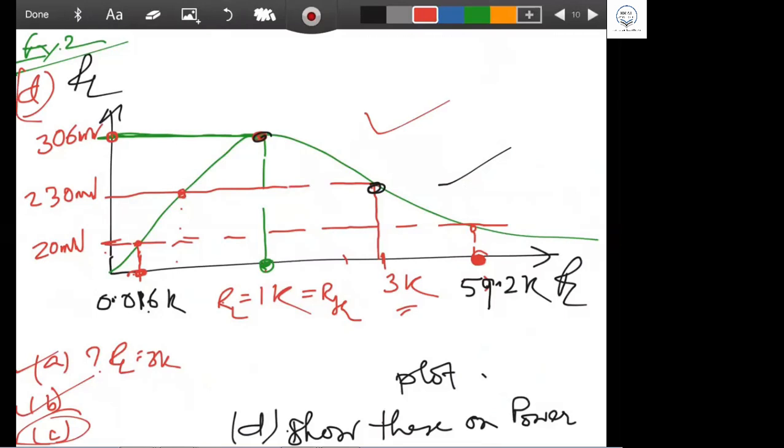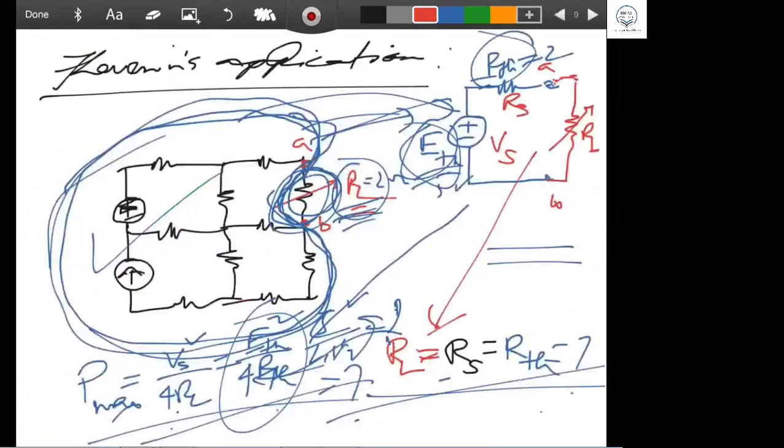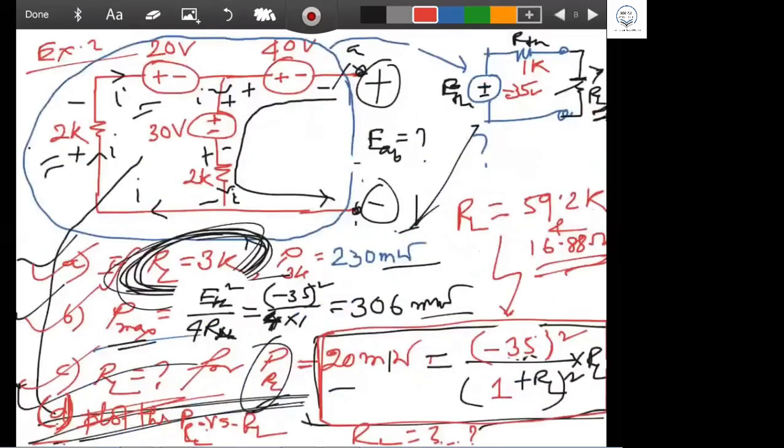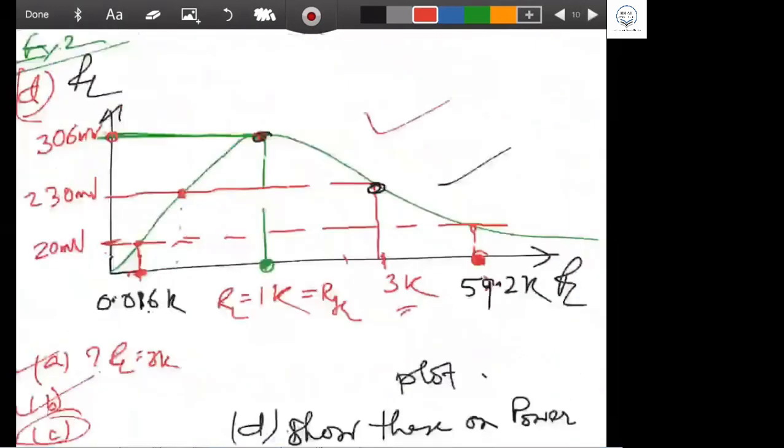Question D said that all this power calculation you have done, A, B, C, you show it in the power graph. That is just the question, representing whatever I have done. That's it. Exactly, in question number D, that is what I have shown you here. So I think now it's clear. Yes, sir. Your main job is done. This is the complete answer to the question.